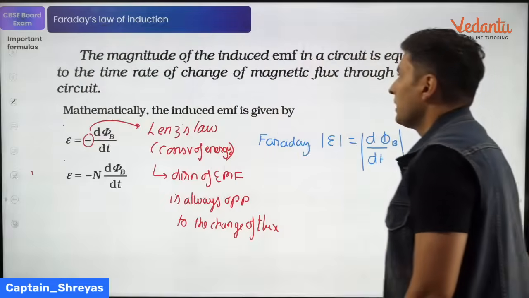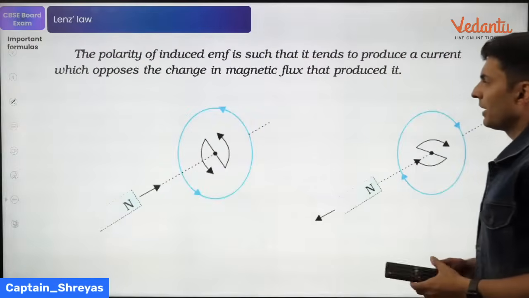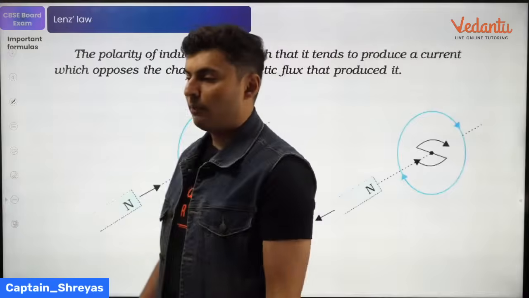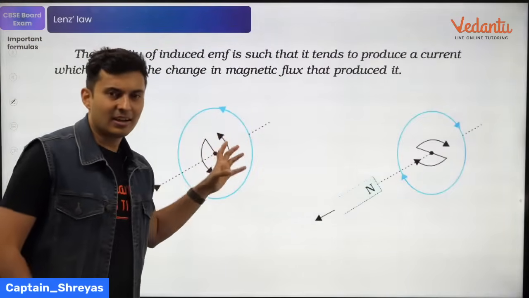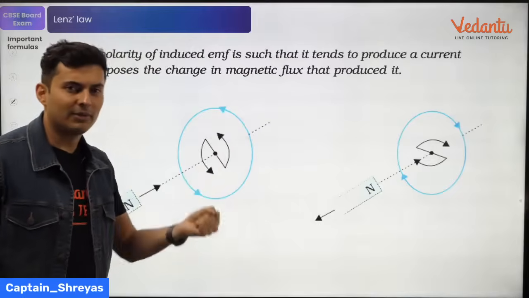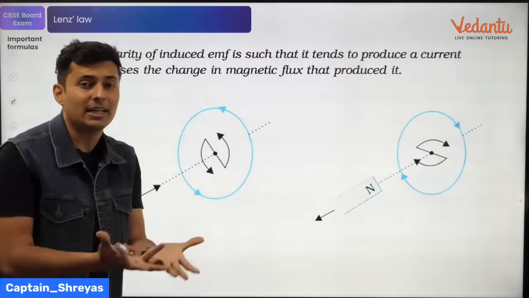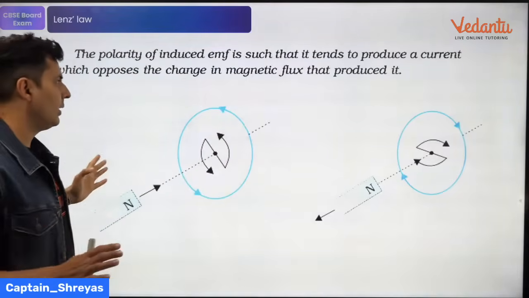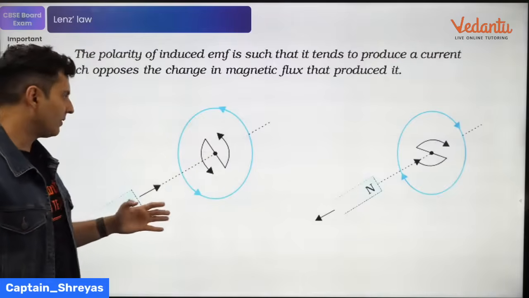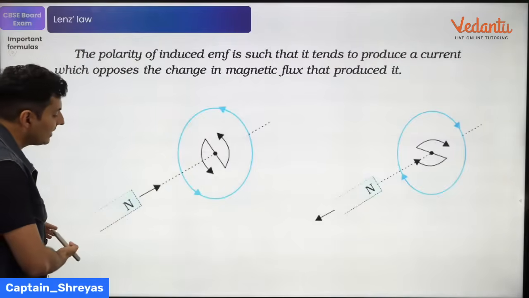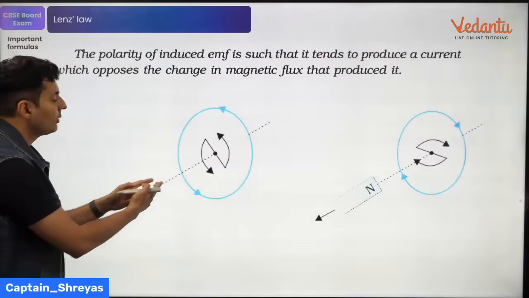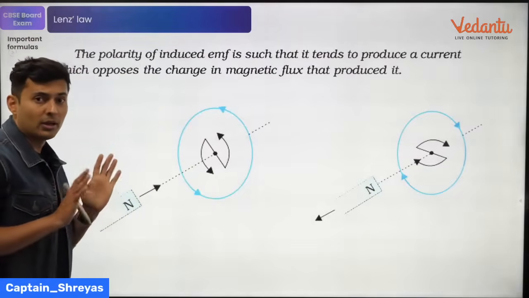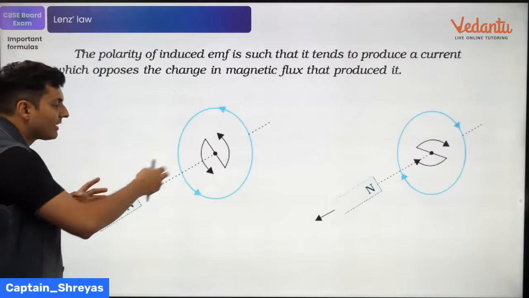Now, I think I have mentioned it over here also. So the polarity of the induced EMF is always such that the direction of the EMF or the current which is created opposes any kind of change. Like for example, if I'm taking this magnet over here, this north pole is coming close, you will be like, no, don't come close to me. So you will repel it.